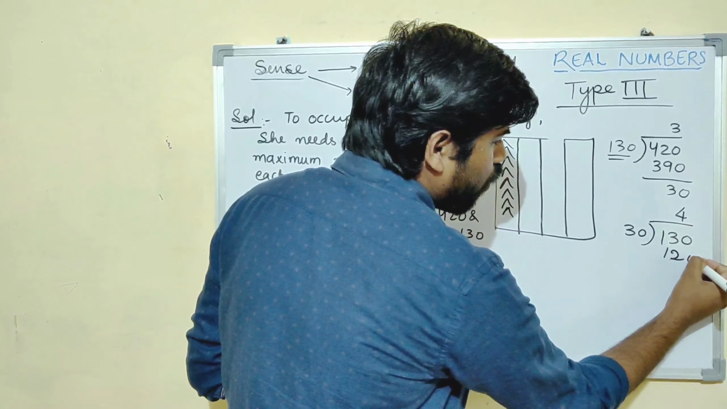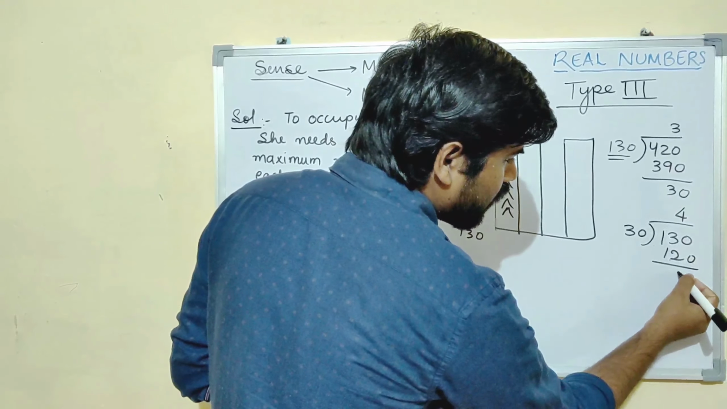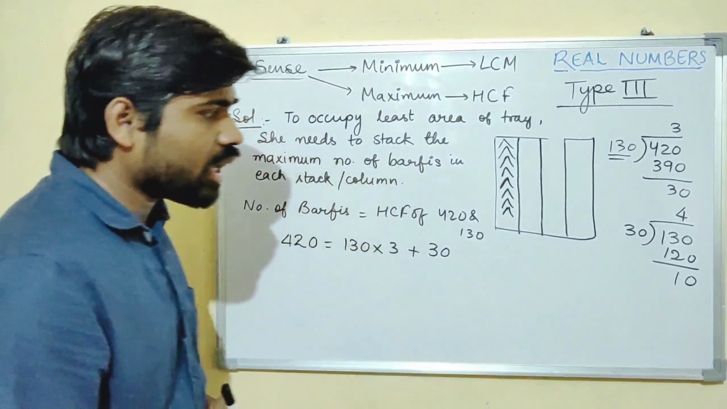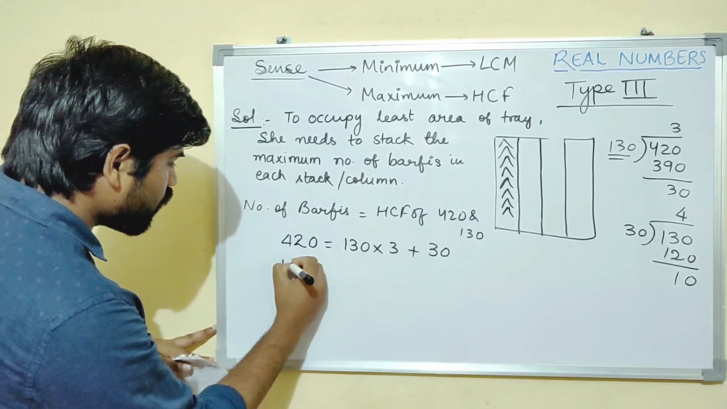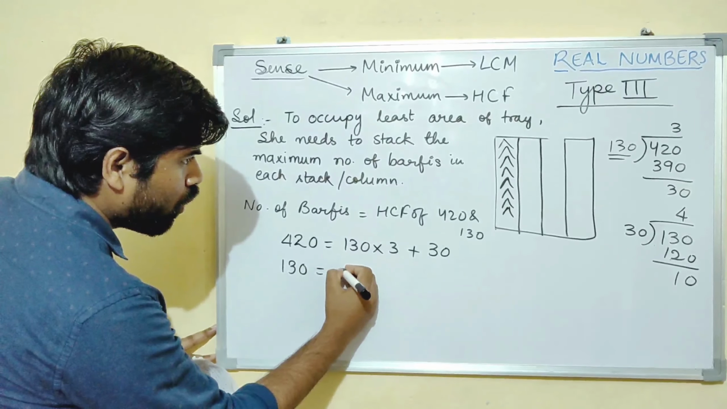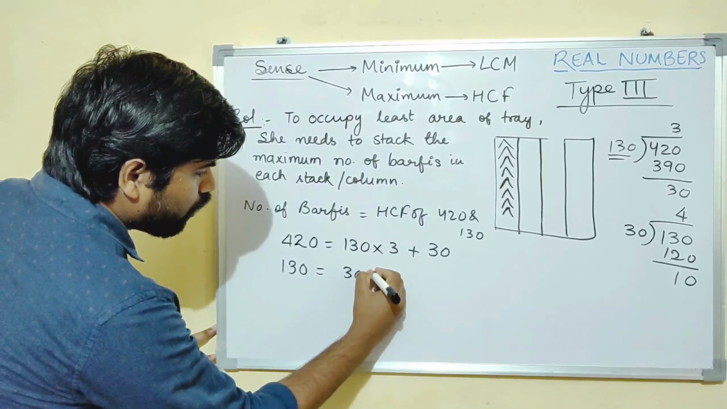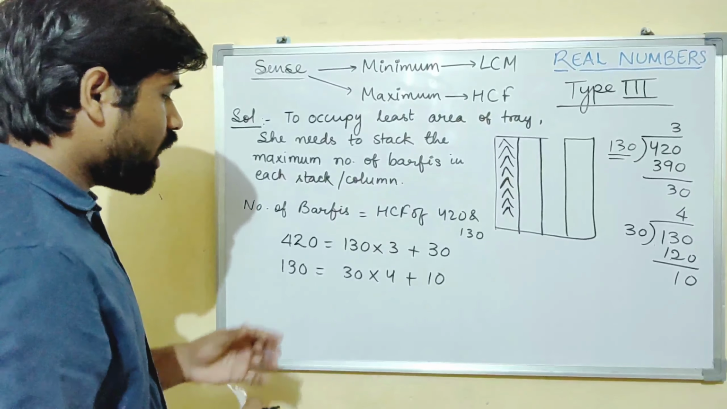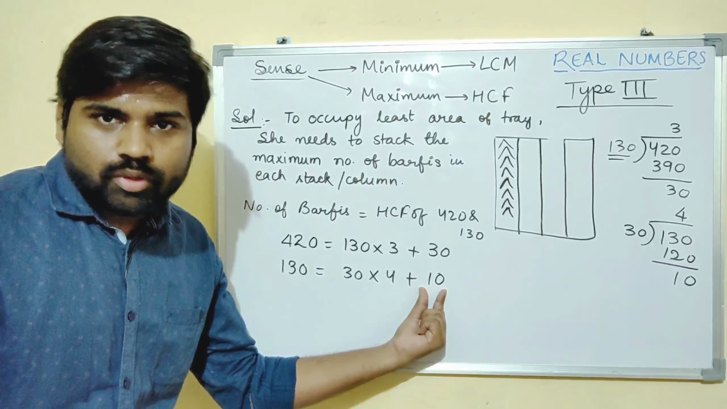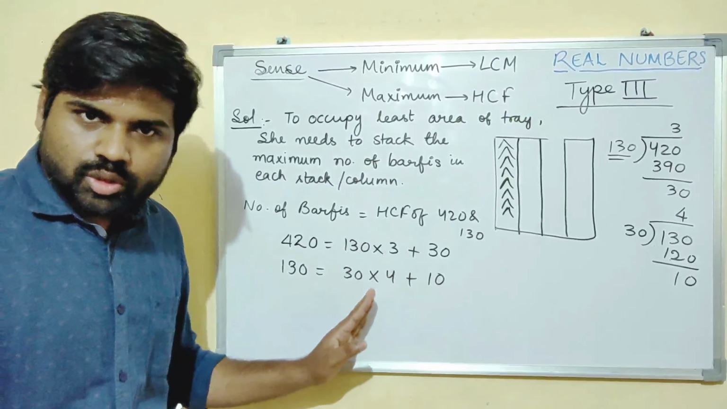34s are 120. You'll get the remainder of 10. Okay, you'll get the remainder as 10. So you'll write it like this: 130 is equal to 30 into 4 plus 10. Is that okay? Now, is the remainder 0 here? No. That means this is not your last step.